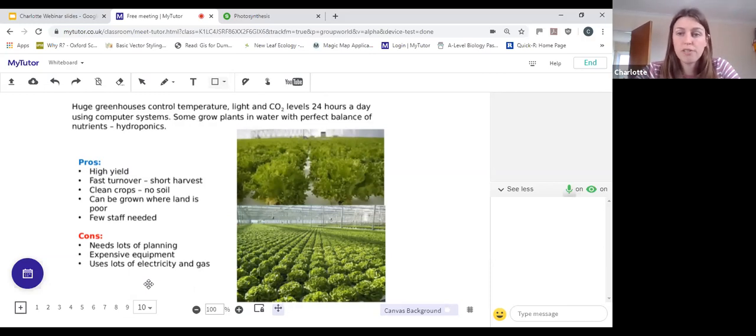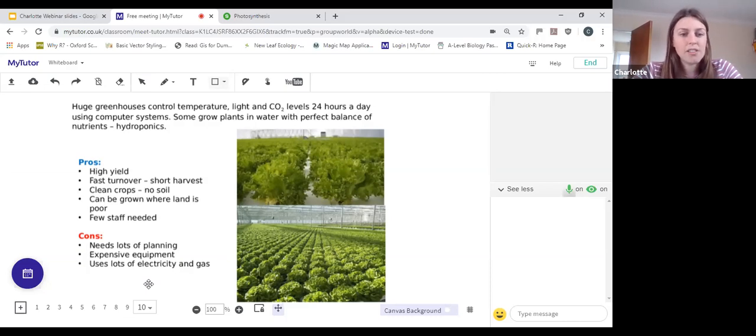The pros of having really controlled conditions in a greenhouse is that you get a higher yield, faster turnover. You can make your plants grow really quick, so you can harvest them quicker, get them out and sold quicker. Clean crops because there's no soil. So pick them straight out, no washing required, no cutting off of any part that's been soiled by the soil. They can be grown where land is poor because you don't need soil, and you don't need that many staff because computers are regulating a lot of those conditions.